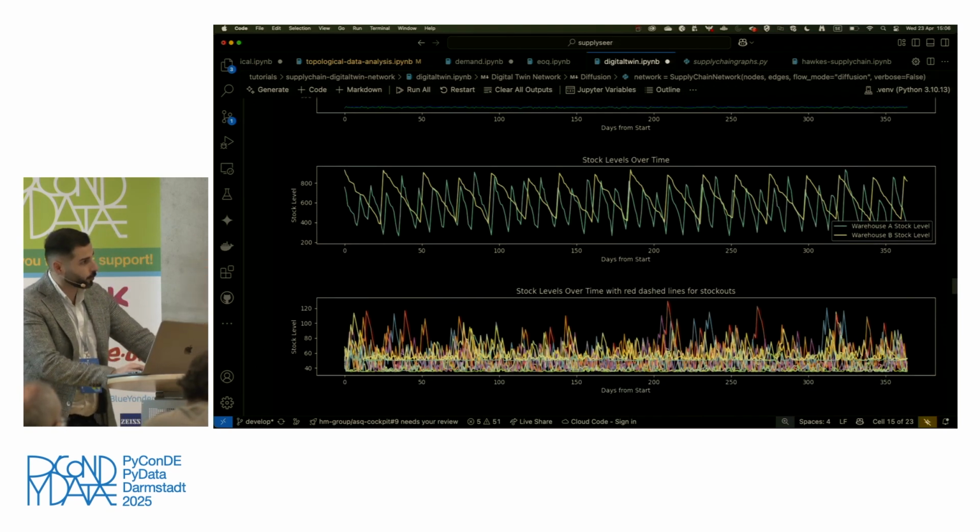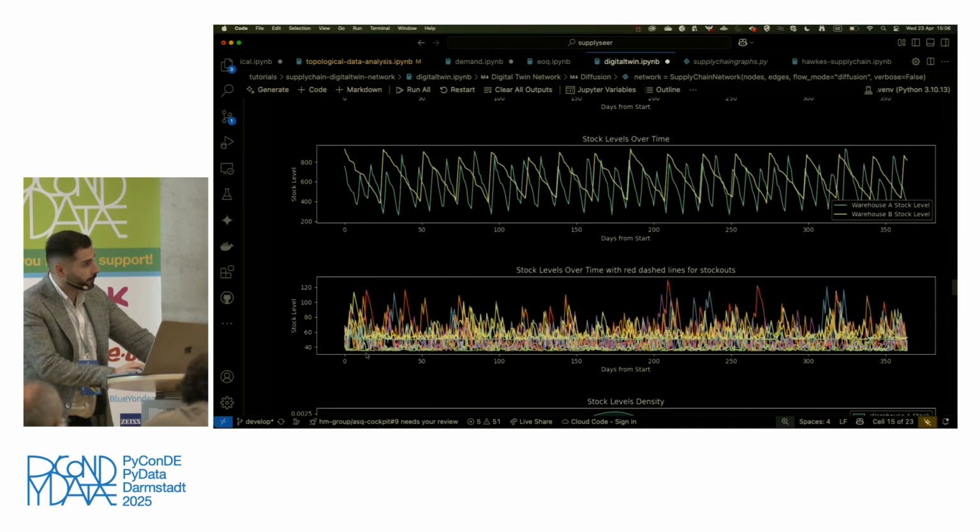But when we look at stores, it looks very strange. We basically never go below 0, so there is no stock out, no red dash lines, sorry. But we have very weird peaks. And we haven't even said anything about promotion. This is just simulation. We're not simulating any promotions in the stores for this supply chain.